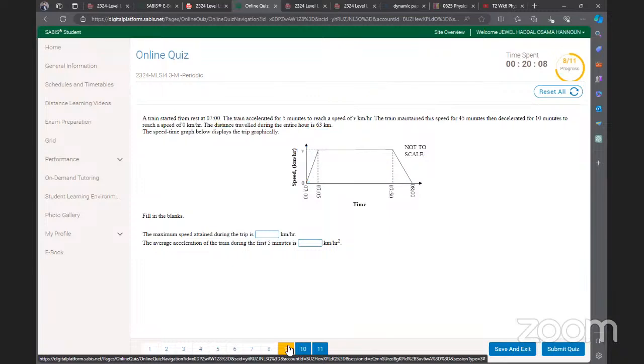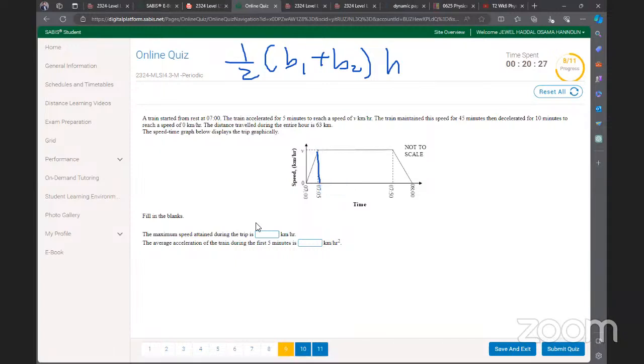This is a trapezium. The trapezium area is half times base 1 plus base 2 times height. What will the height be? So the height is v. And base 1, of course, you have to make it in hours.